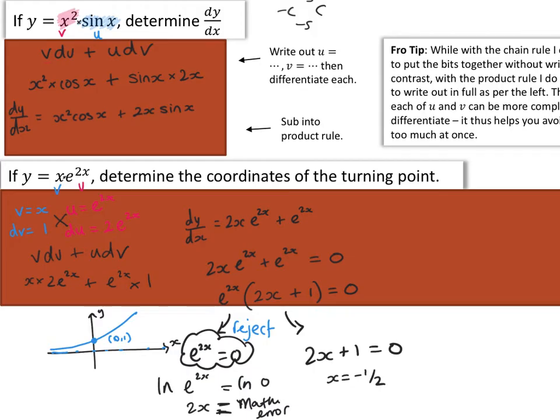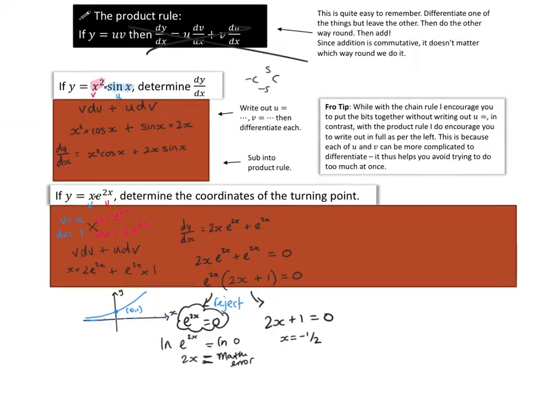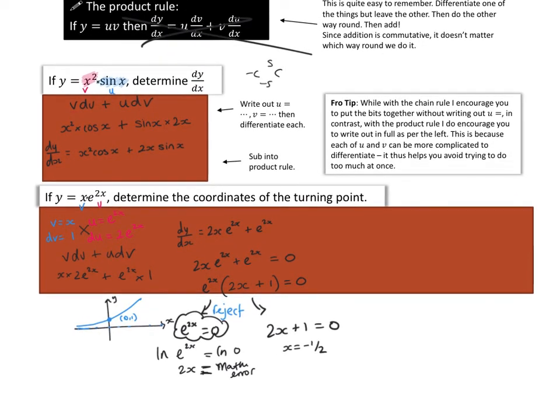So determine the coordinates of the turning point. Well, so far we've only got x equals -1/2. How do we find what y equals? We substitute it back into the original equation. Absolutely. So then y equals -1/2 e to the power of 2 lots of -1/2. Okay? I'm going to leave this -1/2 e to the -1. I'm going to leave it as exact. So my coordinates are -1/2 and -1/2 e to the -1. Okay? Or I could write it in a fancy way.